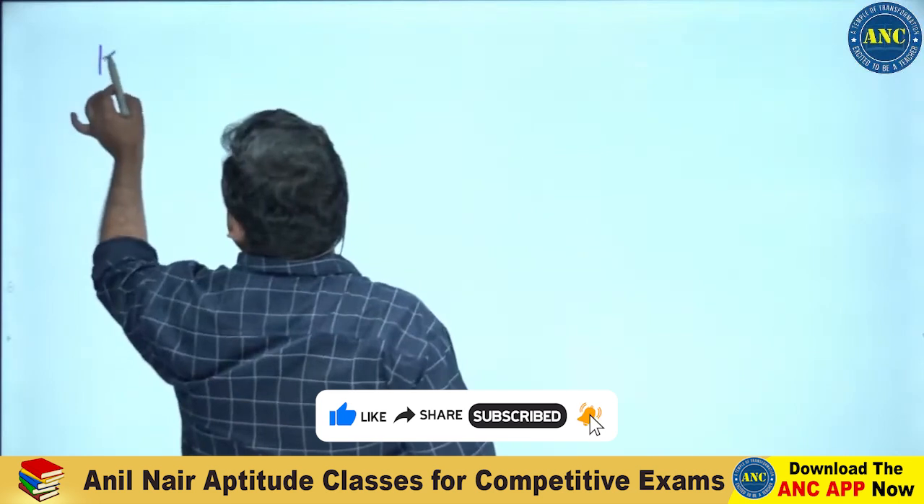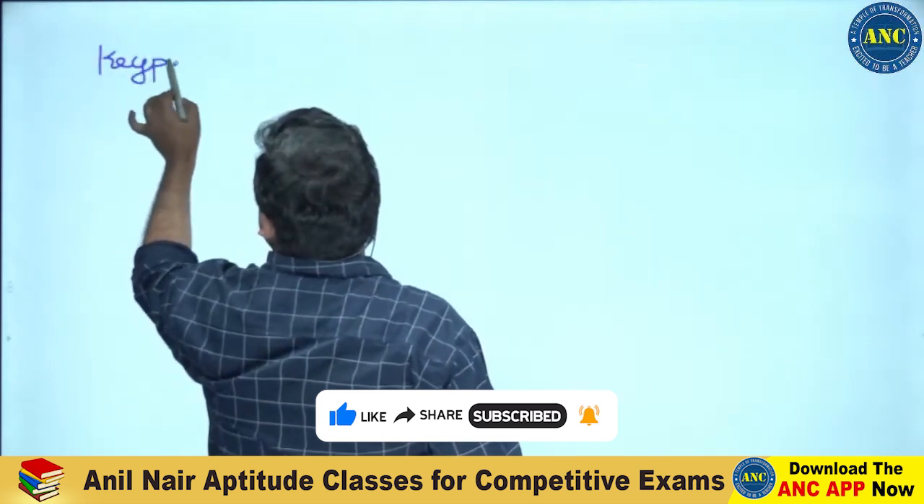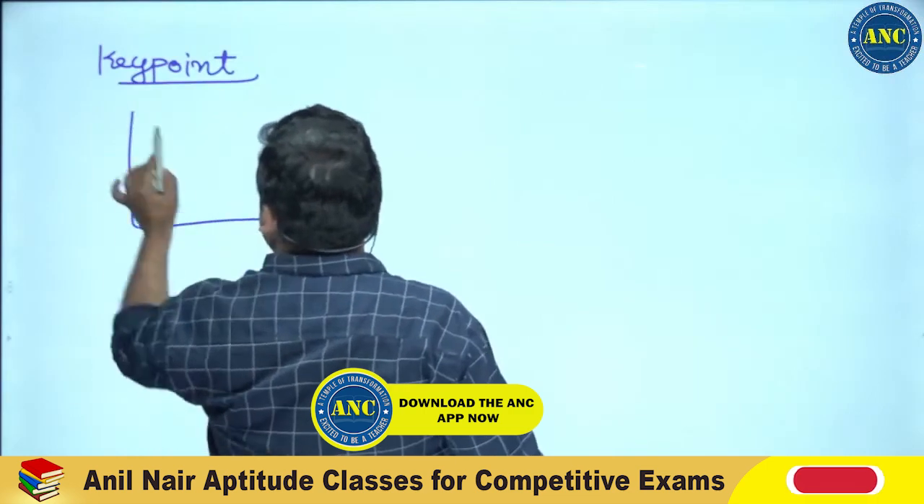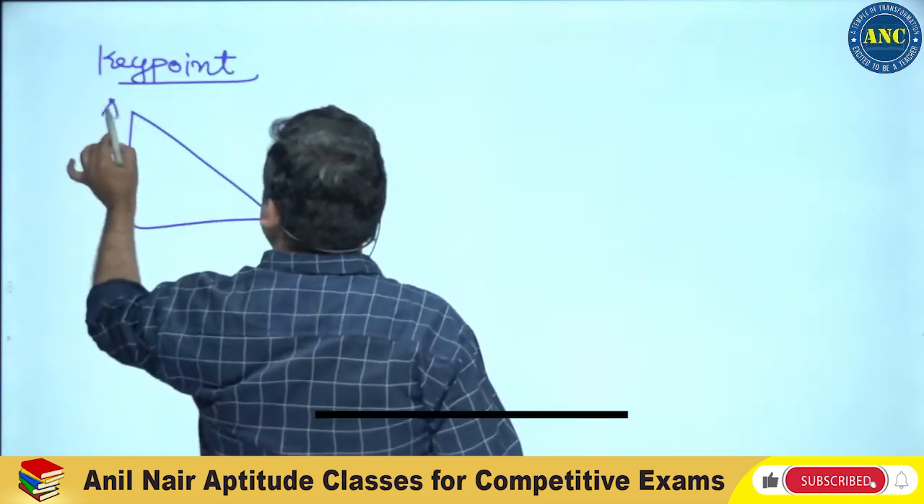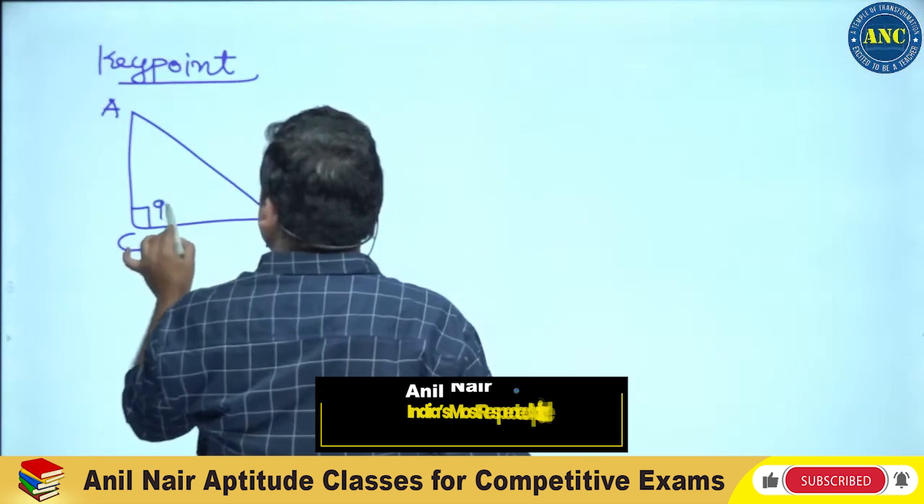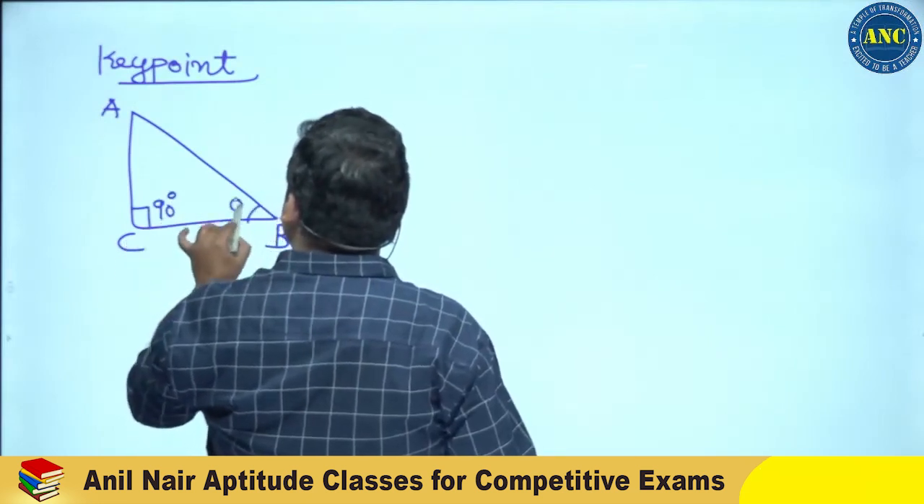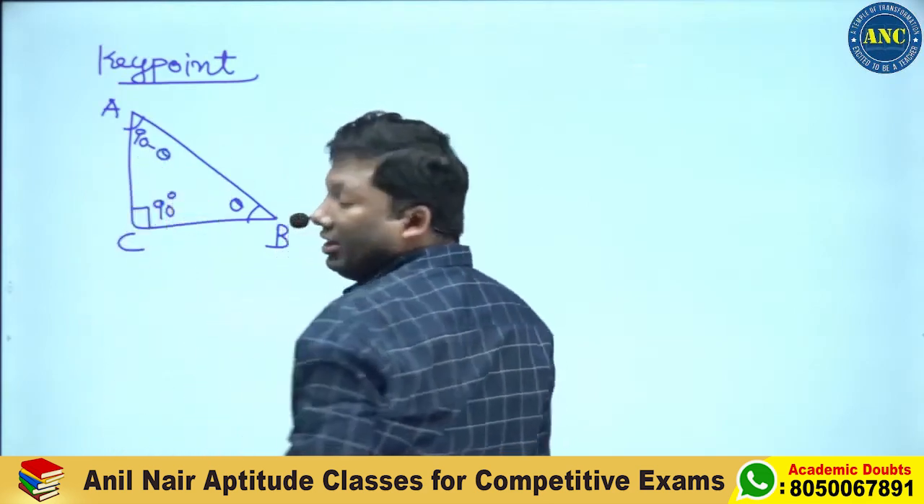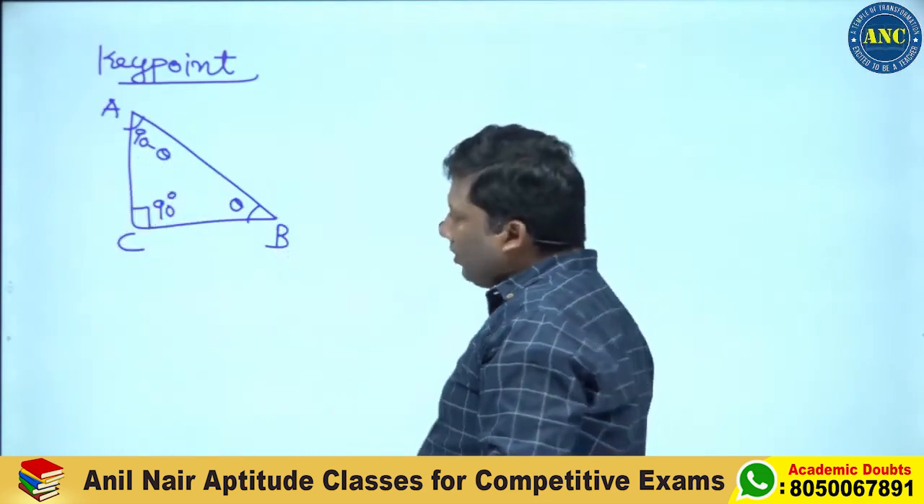Another very important property, key point. Please write down these key points. Suppose ABC is a right angled triangle, with angle ACB equal to 90 degrees. This is theta. This is 90 minus theta. Very, very important triangle.